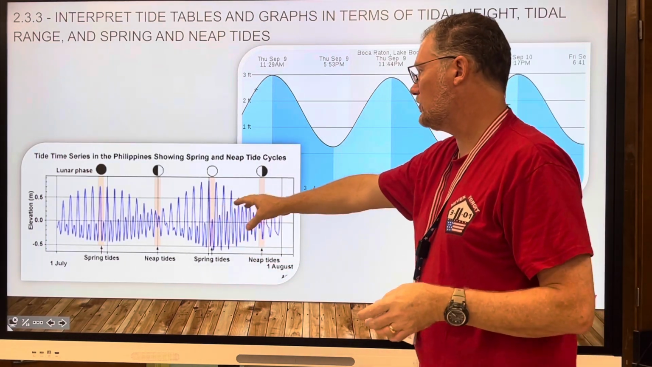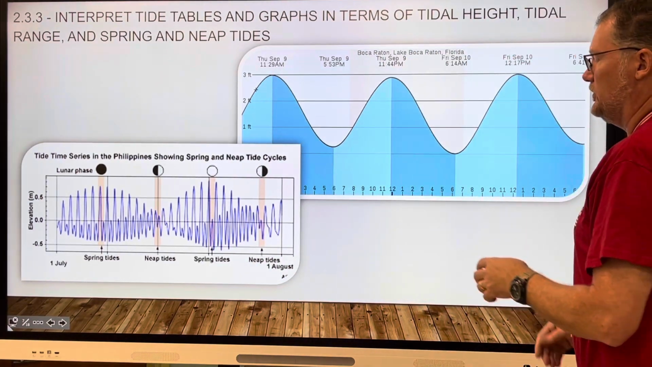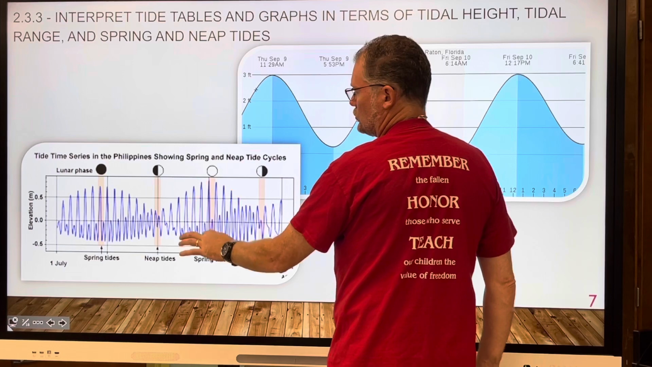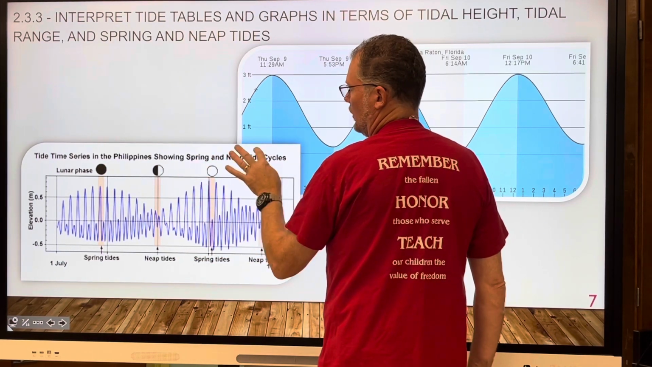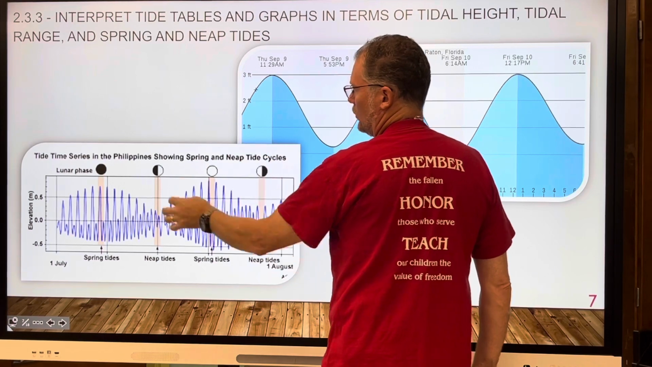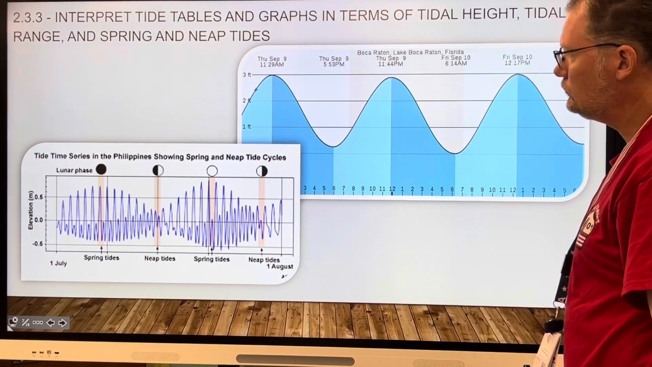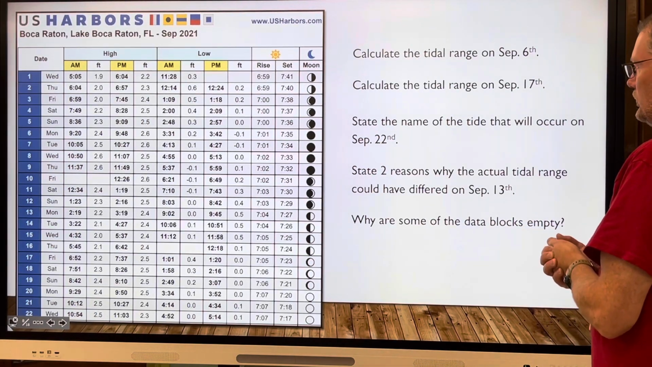And this is based upon the lunar phases. You can see that the new moon and full moon would have the highest range, and then the quarter moons, first and third quarter, would be the least changing ranges. And so we're going to see a chart similar to this.